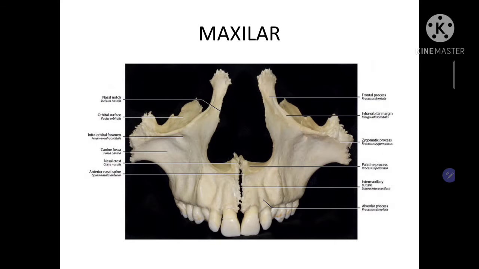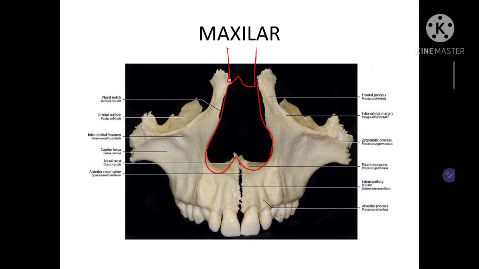So now we need to talk about all the bones, all of them separately. First, we're going to start talking about the maxillary bone. So as you can see here, again, we can see the piriform aperture. Yes, we just need to use the imagination, because here we have the nasal bones.